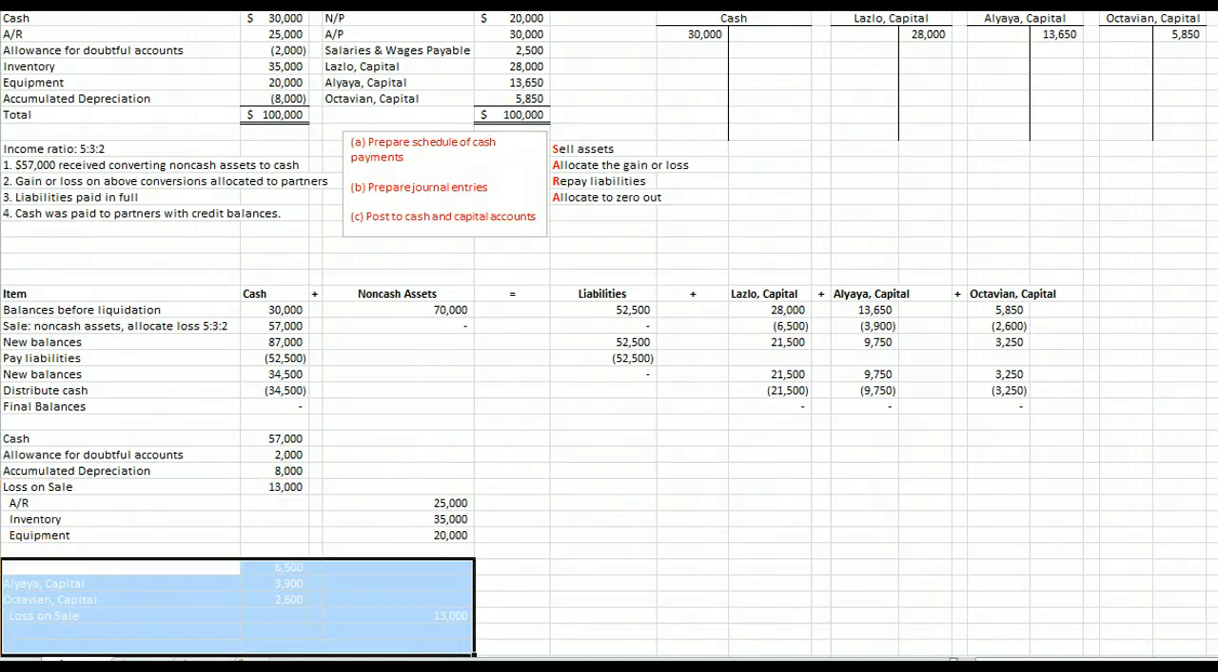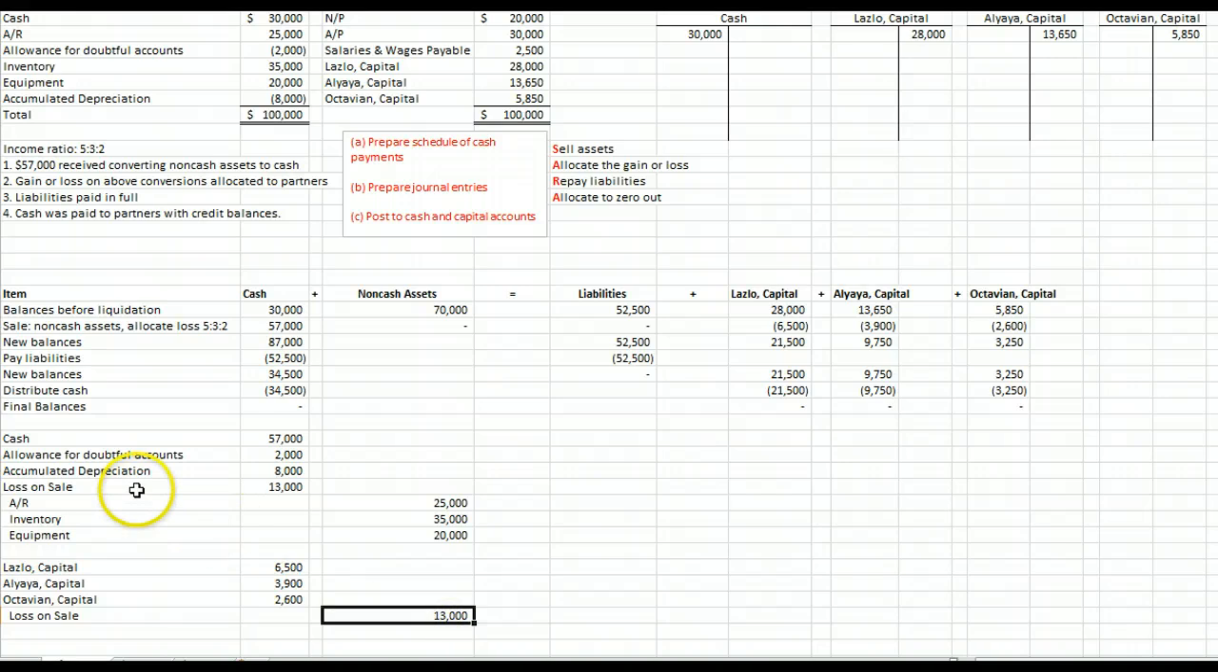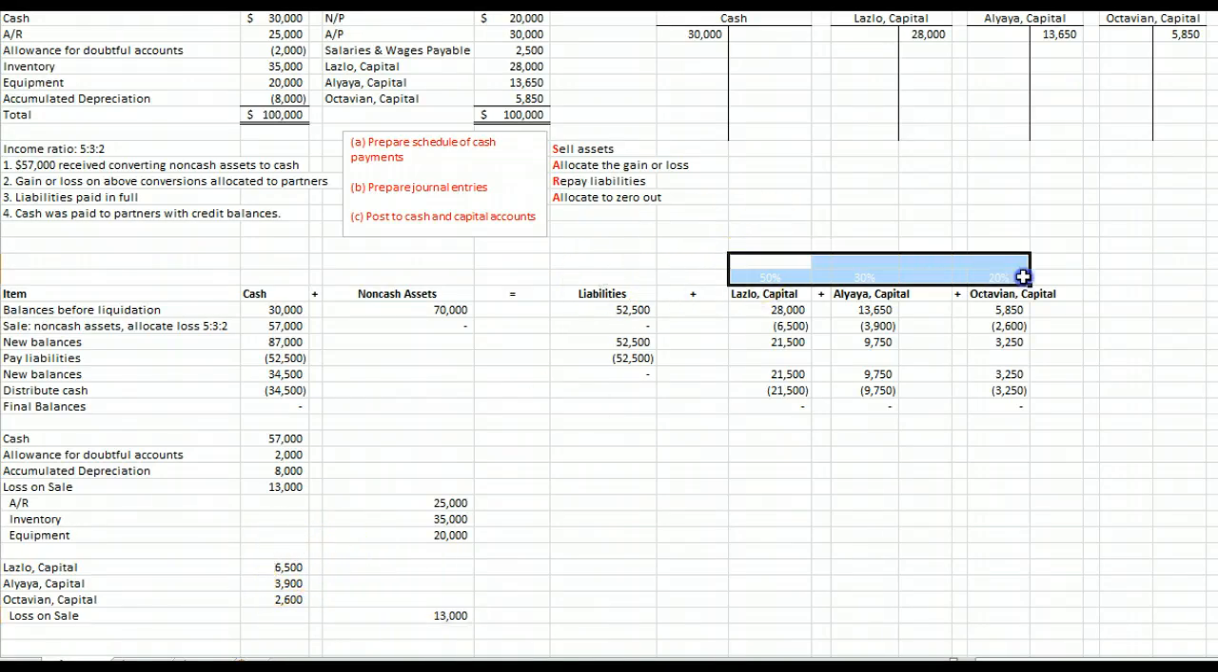All right, hopefully you paused the video, and now we're going to come back and take that $13,000 loss on sale, which was a debit. We're going to credit it to zero it out, and then we're going to give it to each of the partners. L is going to get 50%, A is going to get 30%, and O gets 20% because that's their rules. 5 over 10 is 50, 3 over 10 is 30, and 2 over 10 is 20. That's how we allocate that.